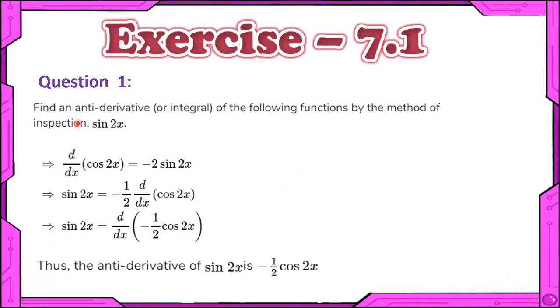Let's discuss a few questions. Find an antiderivative or integral of this function by the method of inspection. Inspection means we only have to observe. What can you say with your experience and observation? Sine is related to cos, you know very well. So let's start with cos 2x. The derivative of cos 2x is minus 2 sin 2x. But they're asking about only sin 2x, so we take minus 2 to the other side. Sin 2x is the derivative of minus half cos 2x, so the antiderivative of sin 2x is this only.